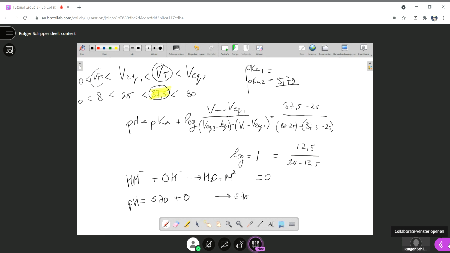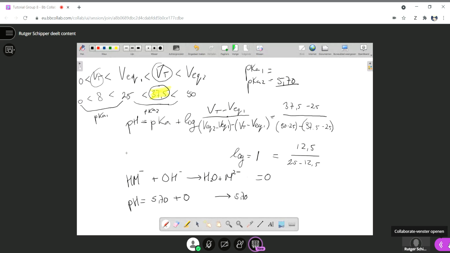So it's still increasing. And this is logical, right? Because we add more base to the system, so the pH increases. For all of the volumes in between 25 and 50, you can repeat this process and fill in numbers for this exact same formula. So it's basically the same as the first part, but now you use a different pKa. For this part, you use the pKa1, and for this part, you use the pKa2.